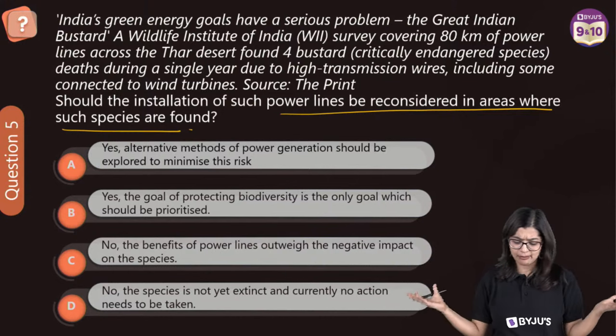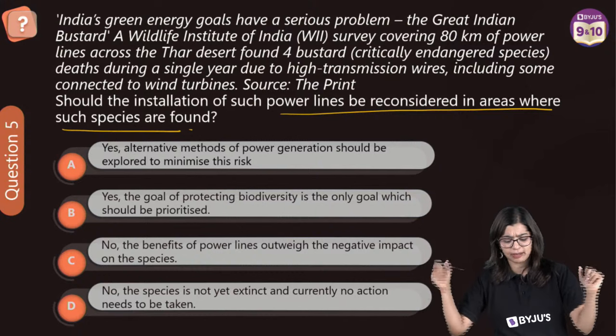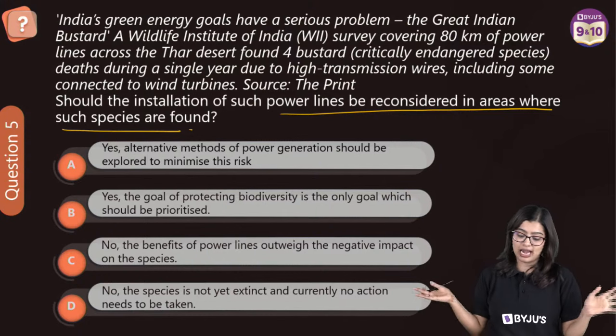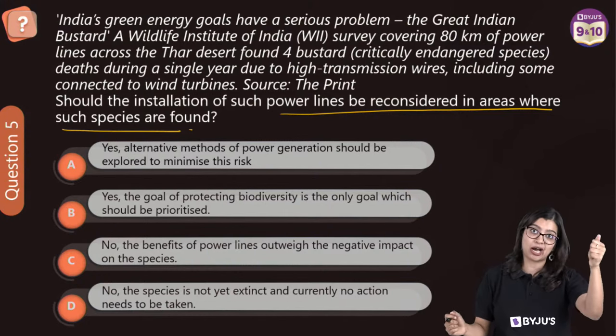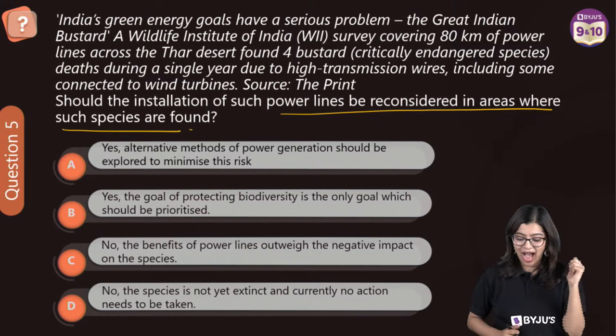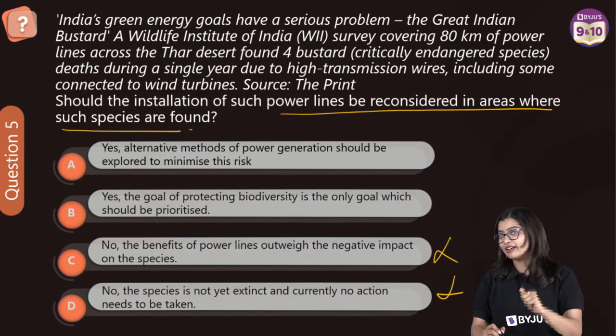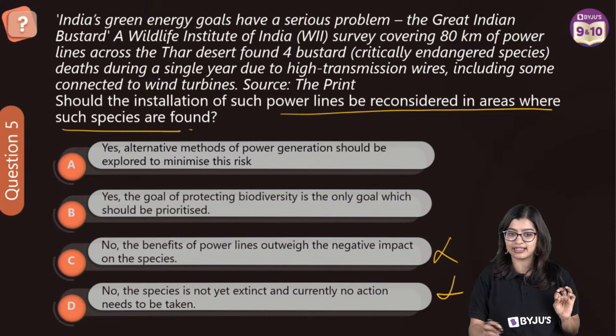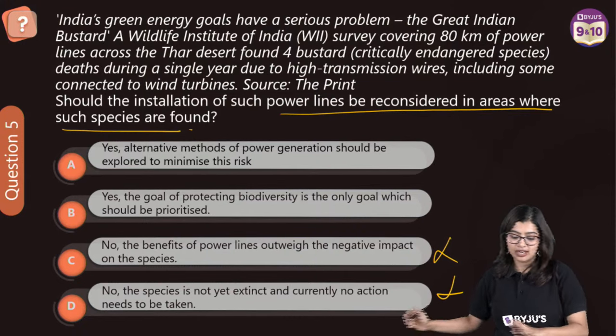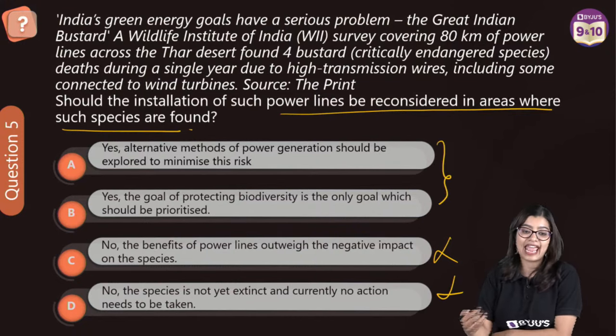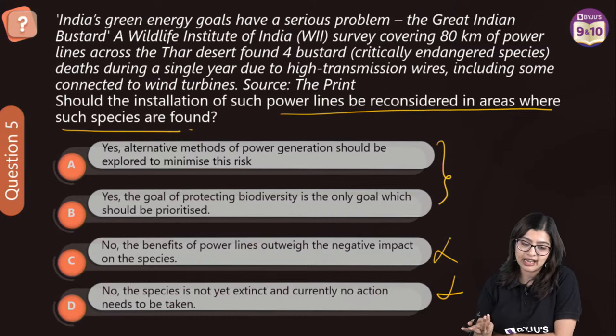Yes, the goals of protecting biodiversity is the only goal which should be prioritized. No, the benefit of power lines outweigh the negative impact. This and all, no. We need to save energy. We need to save our biodiversity. So forget these two options. Now you are left with between A and B. What will be the answer?